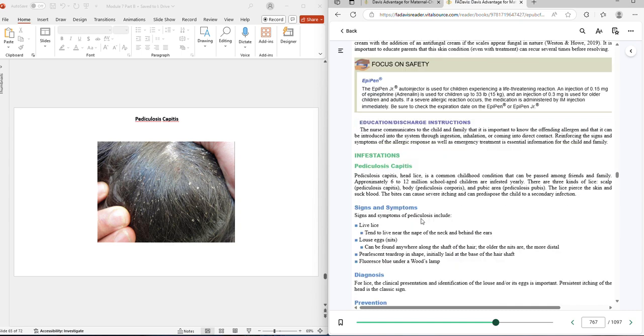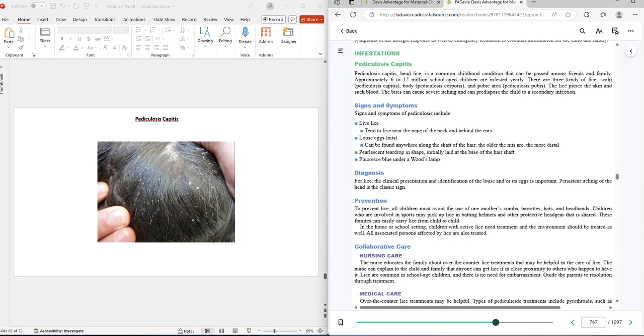All right, pediculosis capitis, this is lice, okay, head lice. Up to 12 million kids a year get this in school. The one on the head is capitis, the one on the body is corporis, like corpus, and the pubic area is pediculosis pubis. The street name for that is crabs because it looks like little tiny crabs, okay? But they are live lice.